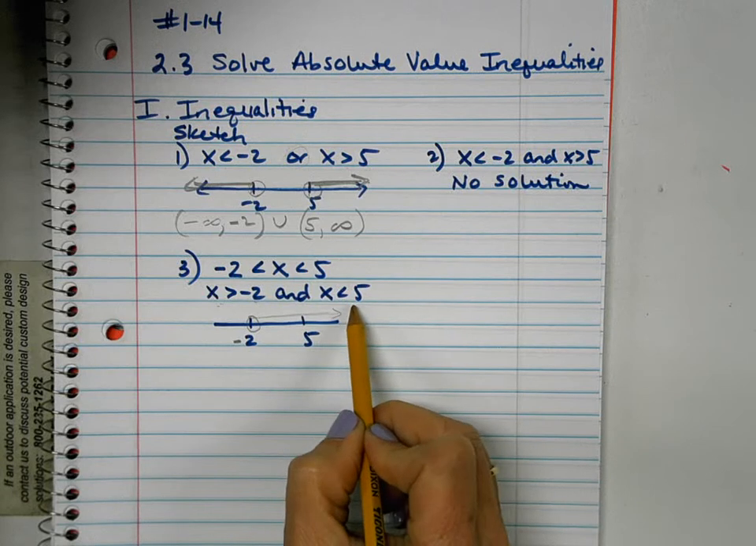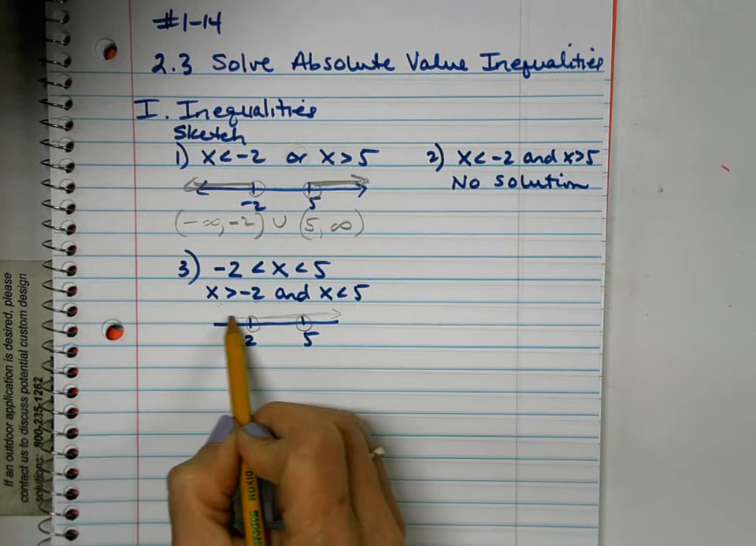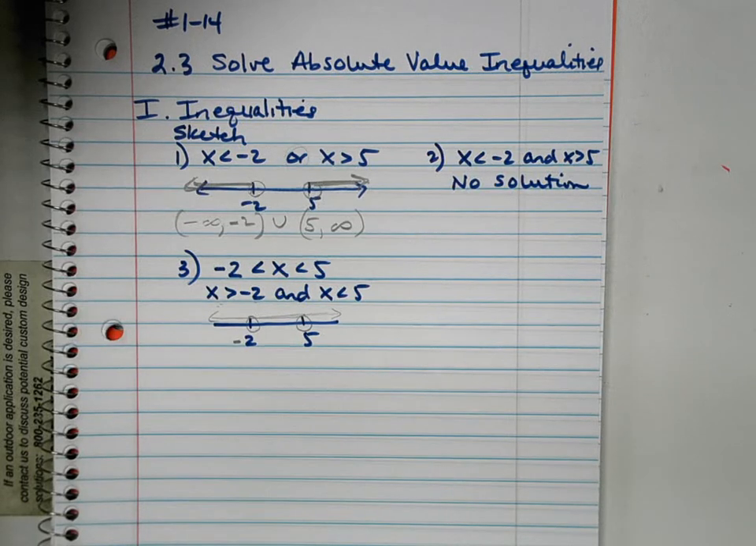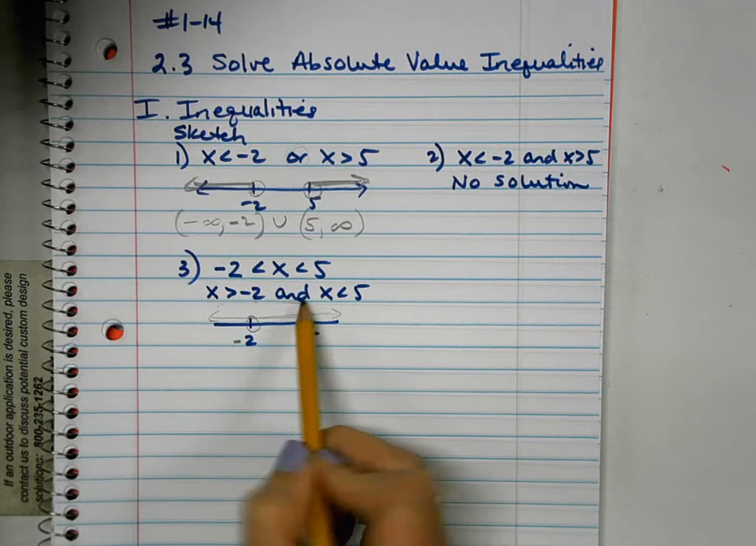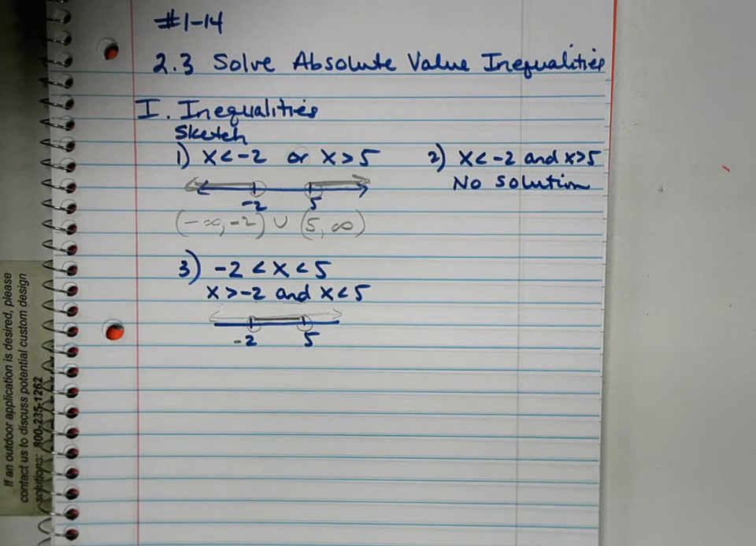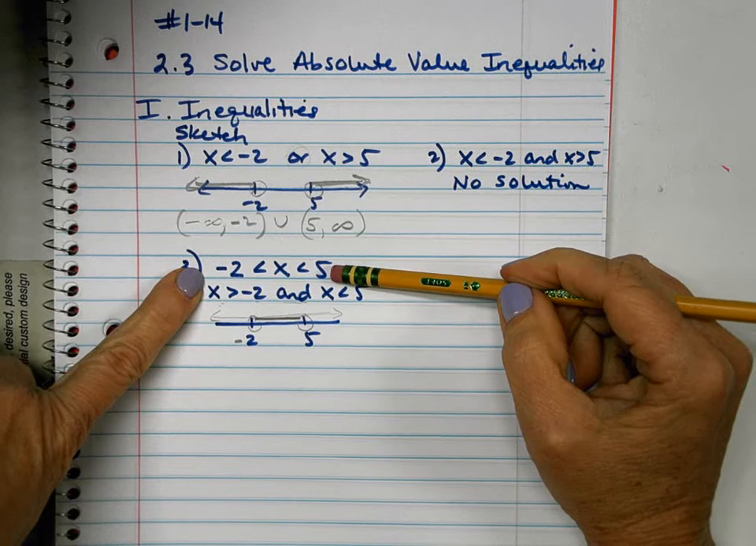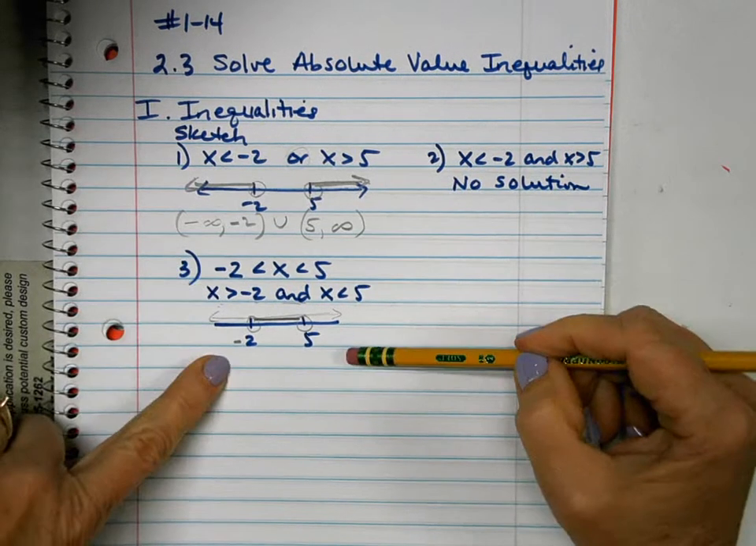And it keeps going on and on. X is less than 5 would be to put an open circle here and then go left. This would be less than 5. And then because of the word and, I would shade, darken this. That's the solution. Okay, and which I can see, that's what this is. It's everything between -2 and 5. That's the answer to that.